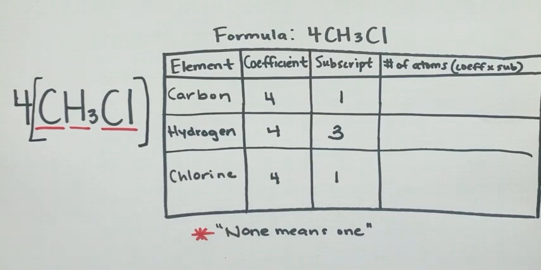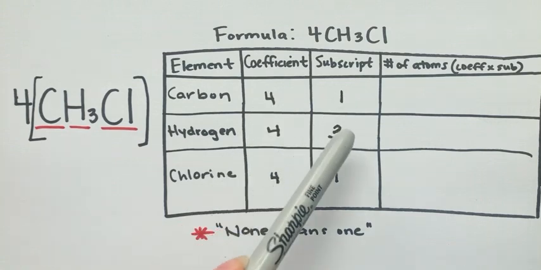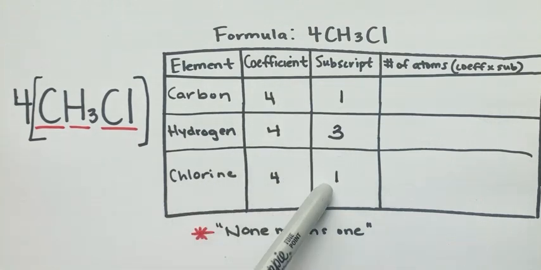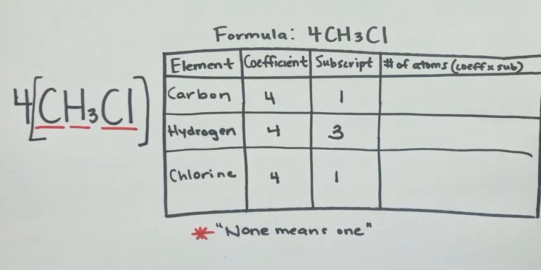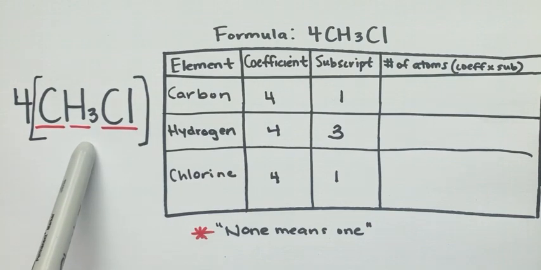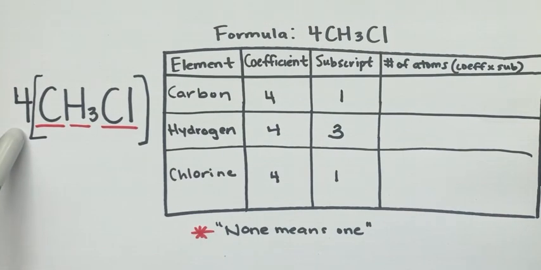compound CH3Cl. My subscripts tell me that in one of those molecules there's 1 carbon atom, 3 hydrogen atoms, and 1 chlorine atom. If I know that I have 1, 3, and 1, 4 times, in order to find out how many atoms are present altogether, I simply need to multiply the number of atoms in one molecule by the number of molecules that are present.